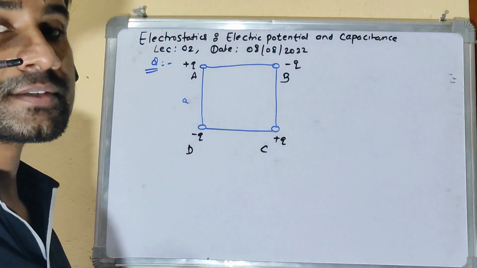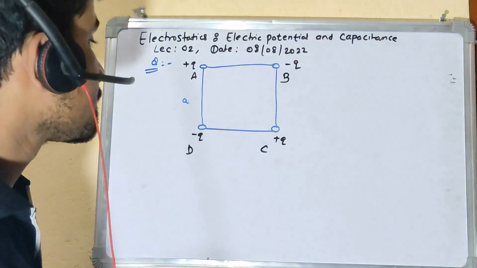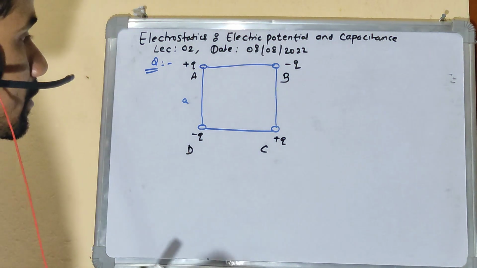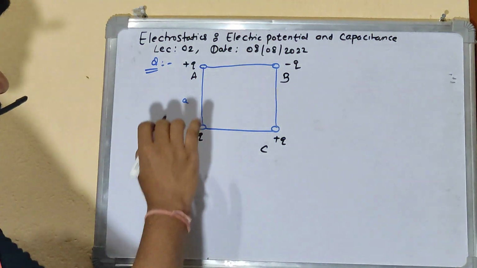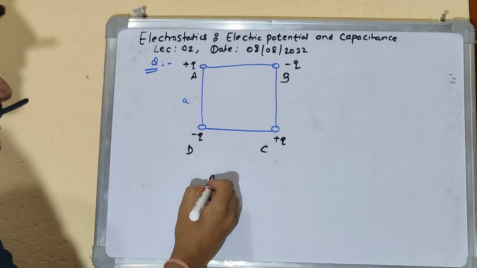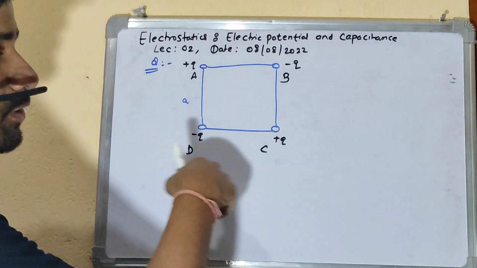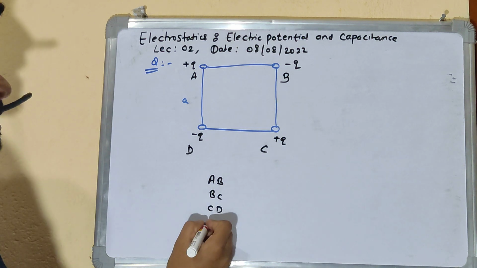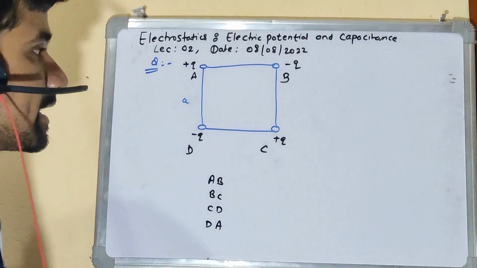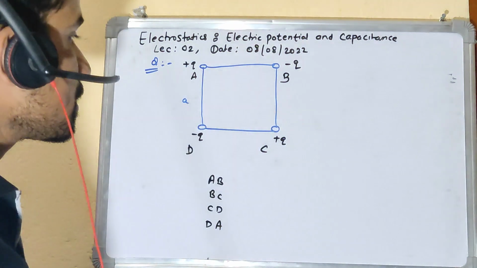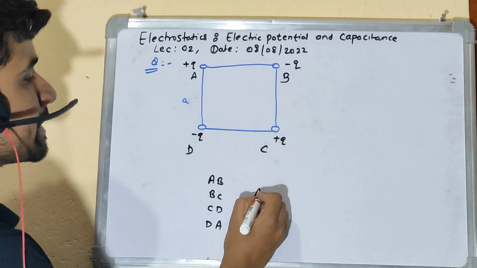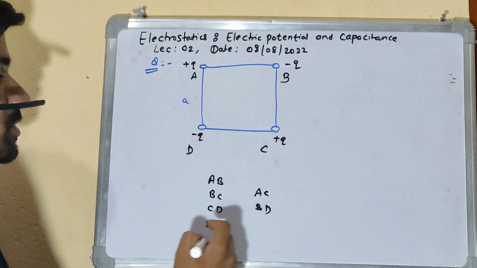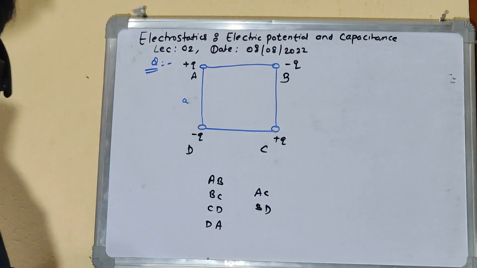Can we calculate this? See, the combination will look like this. I'll tell you. So A to B we have one combination. AB is one combination. First of all, the four sides are combinations. Then BC is one combination, CD is a combination, DA is a combination. And then diagonally also we have combinations. The other combinations are AC and BD. So there are a total of six combinations.